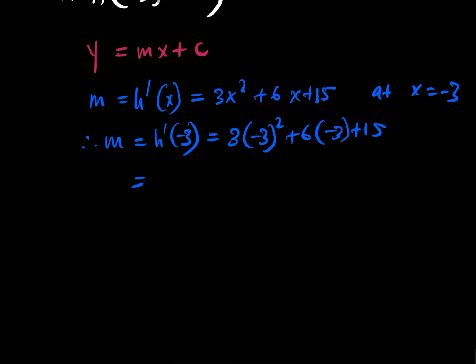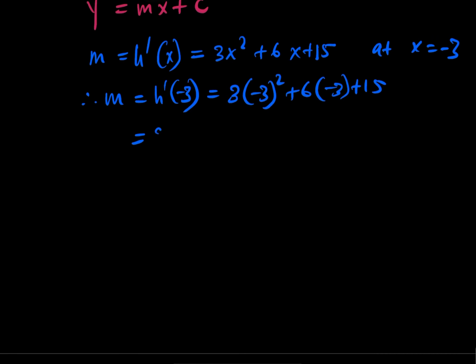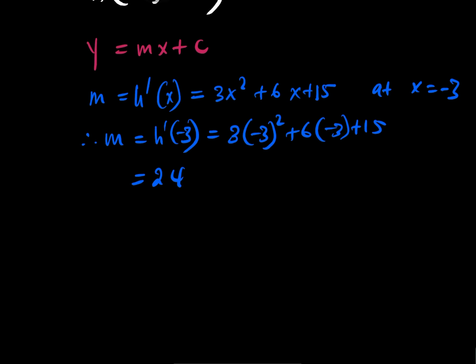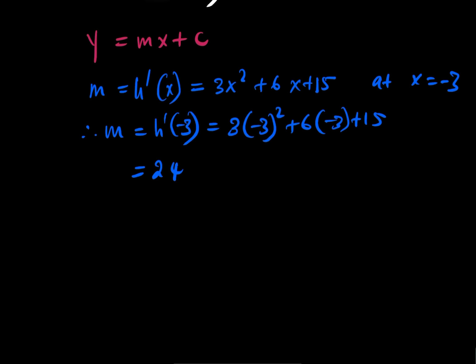And then if you do that on your calculator, I'm seeing 3 into (-3) all squared, and then plus 6 into -3 plus 15. What do we get? Let me check that. It should be -3 here. I'm getting a positive 24. I'm getting a positive 24. I hope you're also getting it that side. So it's a positive 24.